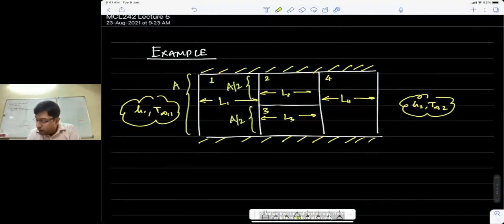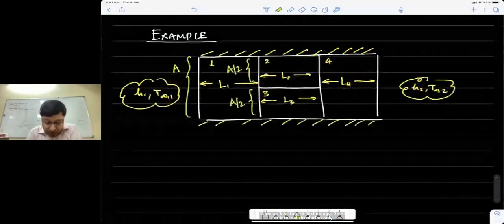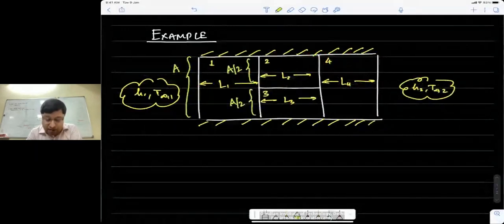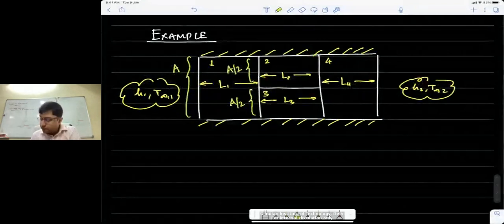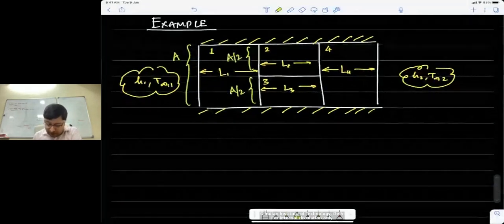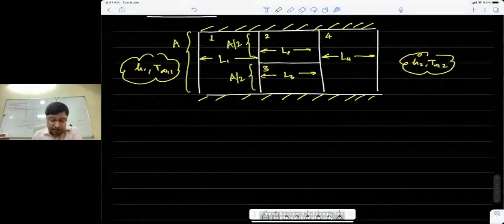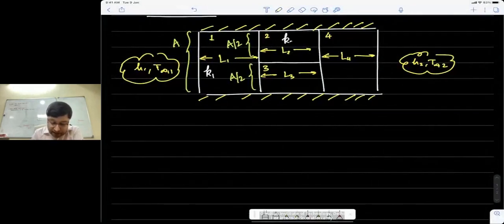Okay, so the question is, how do we calculate the amount of heat transfer passing through this composite slab? And we're doing this at steady state, so we're not concerned about the transient effects. So I'll use the equivalent circuit model very quickly to define some things. As you can see, there are lots of resistances in this problem. Oh, by the way, I forgot to mention conductivity. So this is K1, this is K2, K3, and K4.